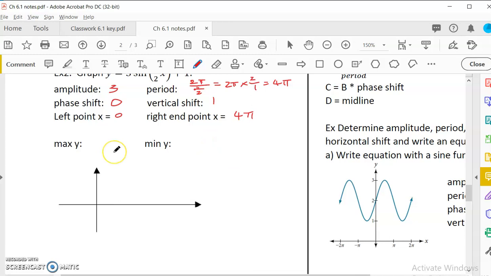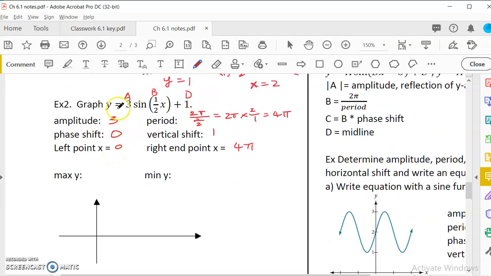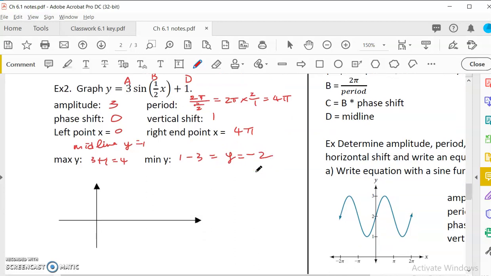What is my maximum now? Which is different, right? Because I have a vertical shift, my midline is 1. Midline is y equal to 1. If I have 3 above 1, it will be 3 plus 1 equal to 4. What is the minimum? It will be 1 minus 3, which is y equal to -2.